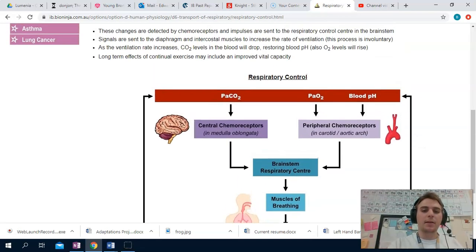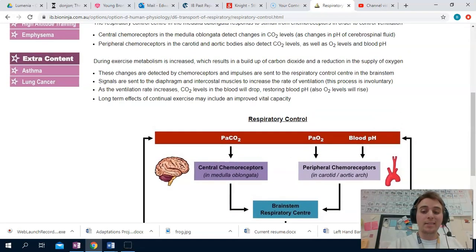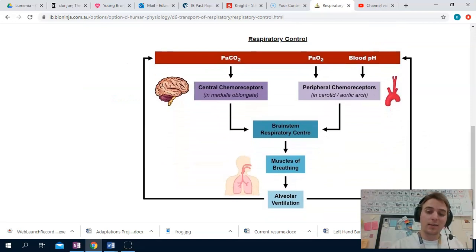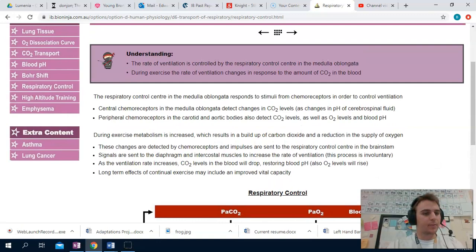Okay, that might seem like a lot. The basic idea, all you really need to know, is that both your brain and a little bit of your blood vessels are partially in control of how you are breathing, or how quickly you're breathing, in response to oxygen and carbon dioxide levels.